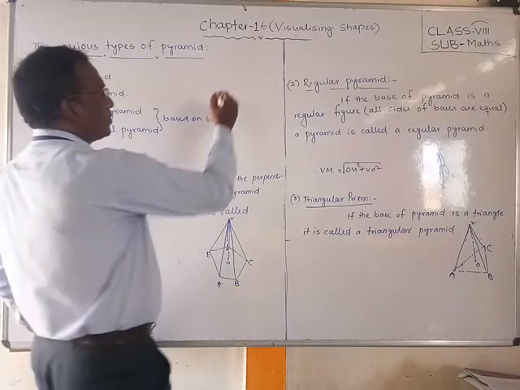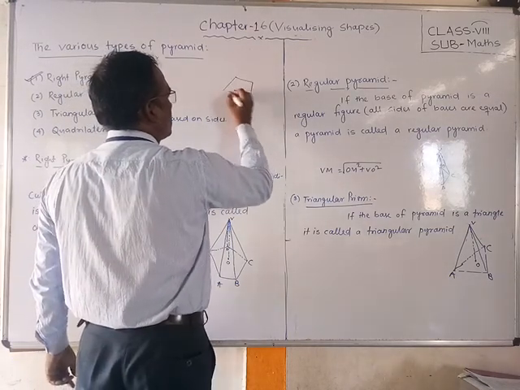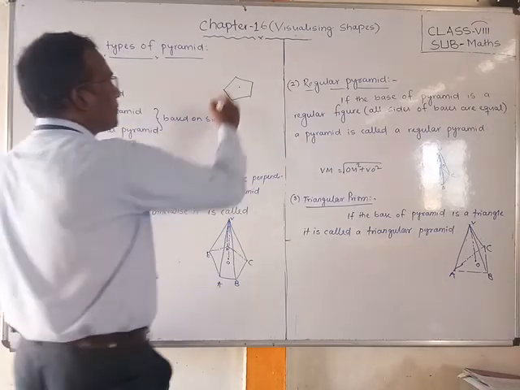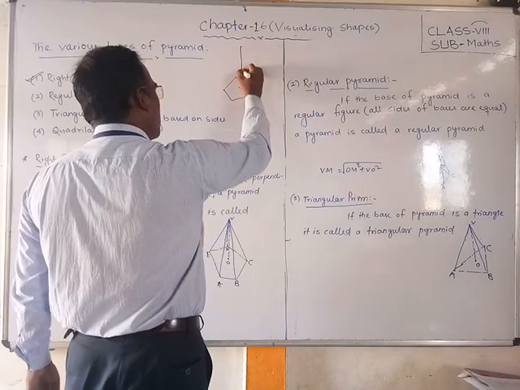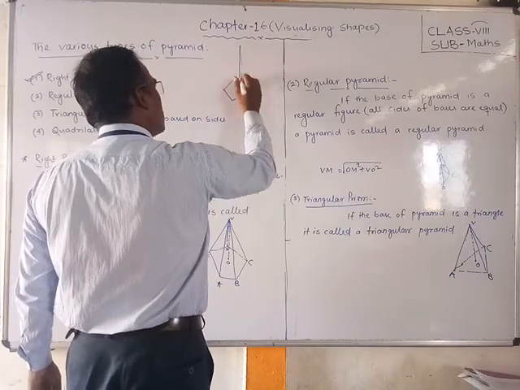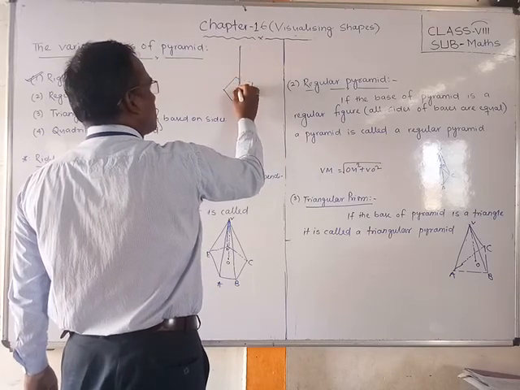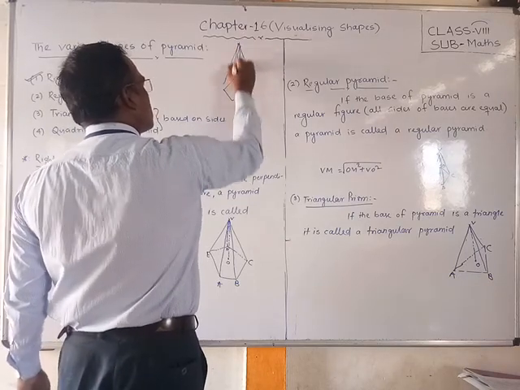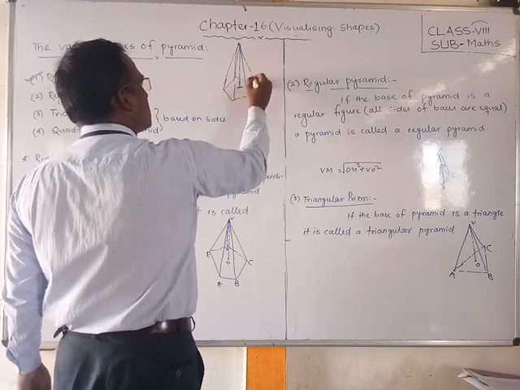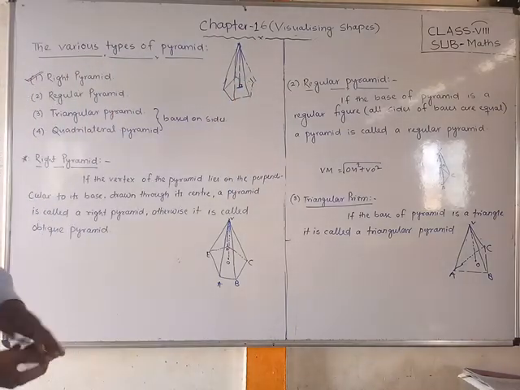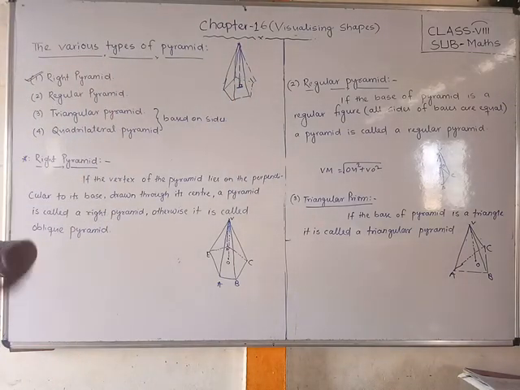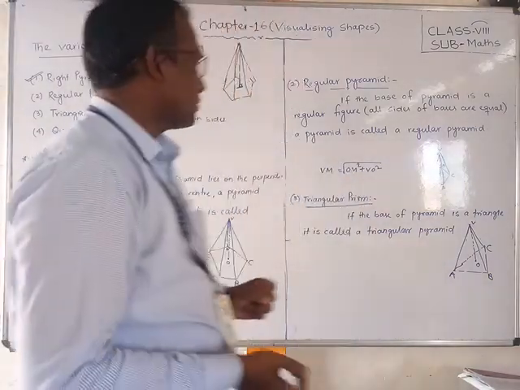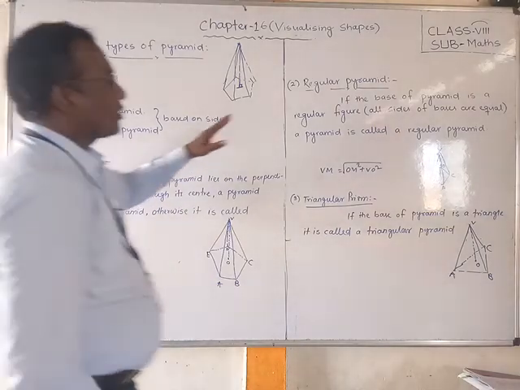Suppose there is a base like this with five sides, and this is its center point. If there is a vertex above and you draw a line from the vertex to the center, and it is perpendicular to the base, then such a pyramid is called a right pyramid. Otherwise, if it is not perpendicular, then we call it an oblique pyramid.